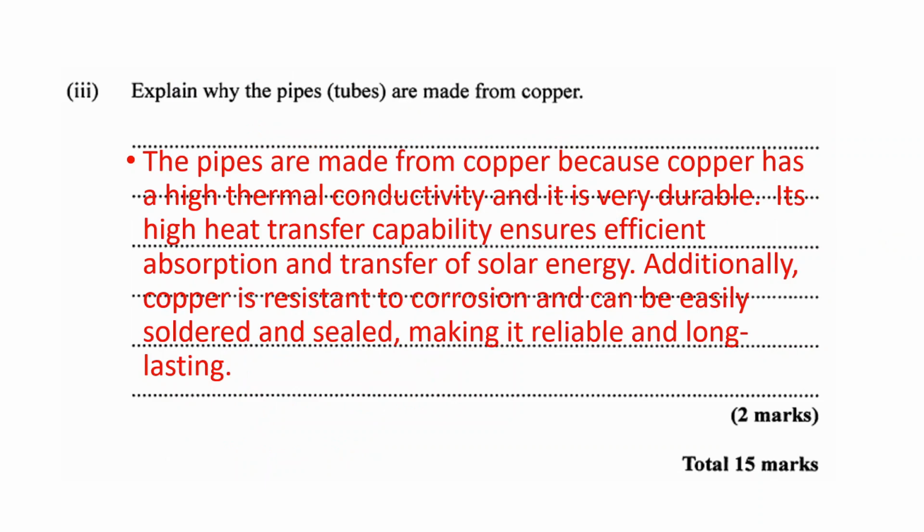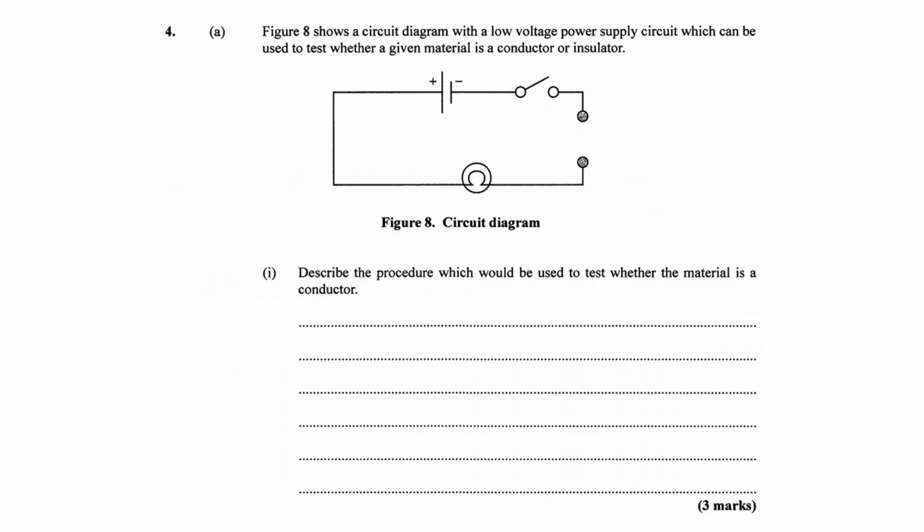Part 3. Explain why the pipes or tubes are made from copper. Well, you could say that the pipes are made from copper because copper has a high thermal conductivity and it is very durable. Its high heat transfer capability ensures efficient absorption and transfer of solar energy. Additionally, copper is resistant to corrosion and can be easily soldered and sealed, making it reliable and long-lasting. And that is question 3.